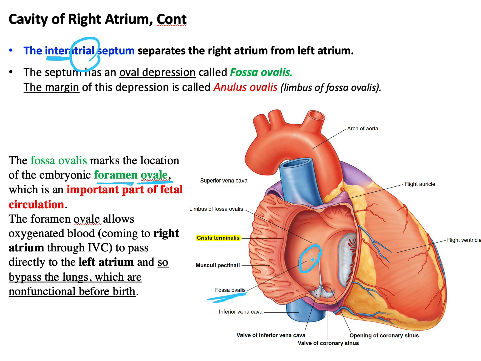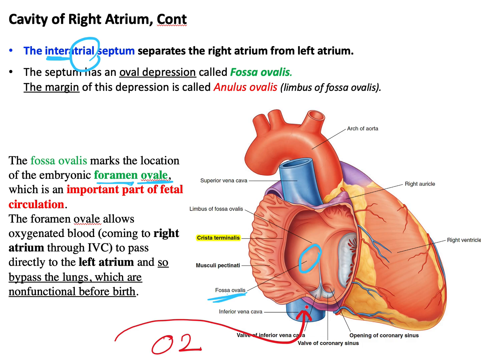Why? Because the lungs of the fetus are non-functional before birth. So the oxygenated blood, I would use the red color, the oxygenated blood comes from the mother through the inferior vena cava. So this oxygenated blood should be distributed directly to the fetus. No need to send it to the right and left lung, not just because it's already oxygenated, but also because the lungs of the embryo are non-functional yet.